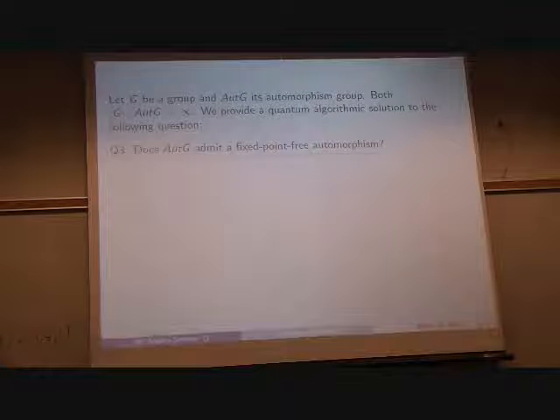So our last question was this fixed point free question. So we have our group and we have our automorphism group. We want our group to be finite, and we want our automorphism group to be finite. And so we want to know if the automorphism group admits a fixed point free automorphism.